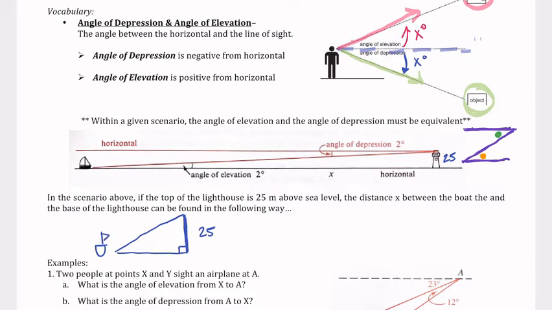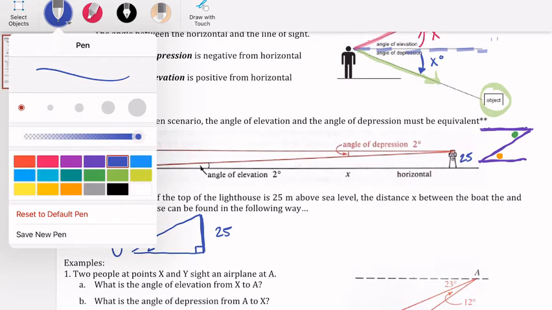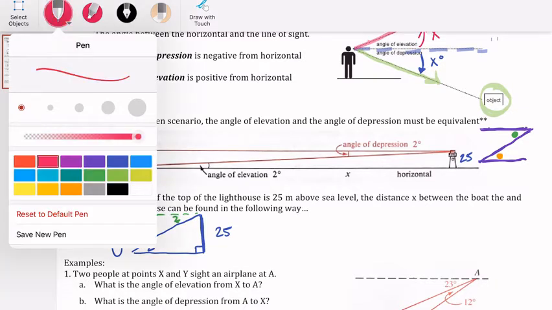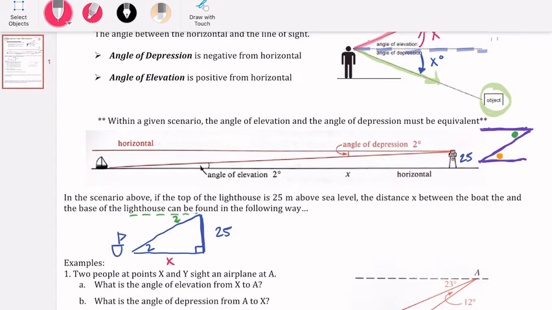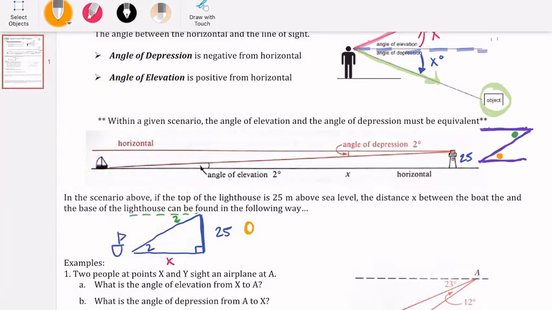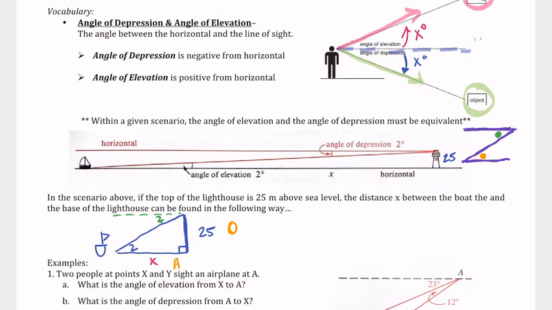So we have an angle of elevation from the sailboat to the lighthouse of 2 degrees. And remember, that would also match your angle of depression from your lighthouse to your sailboat. So you could look at this in either direction. And we want to find our horizontal measurement here, our distance from the base of the lighthouse to the sailboat. Well, this is a trig problem. I know my angle is 2 degrees. I have that my opposite measurement here is 25, and my adjacent is x.